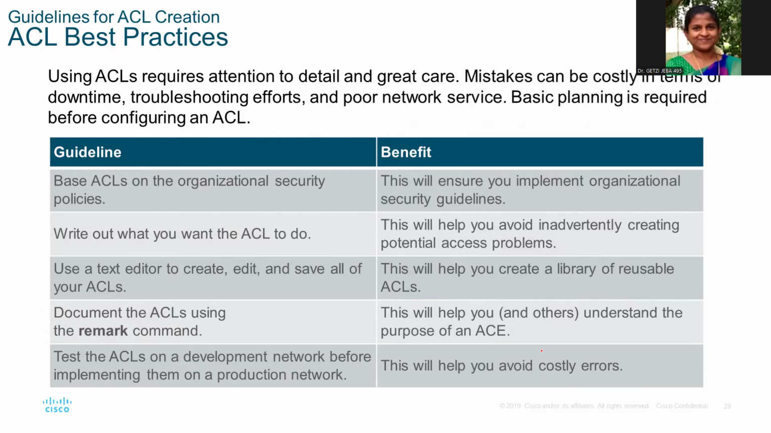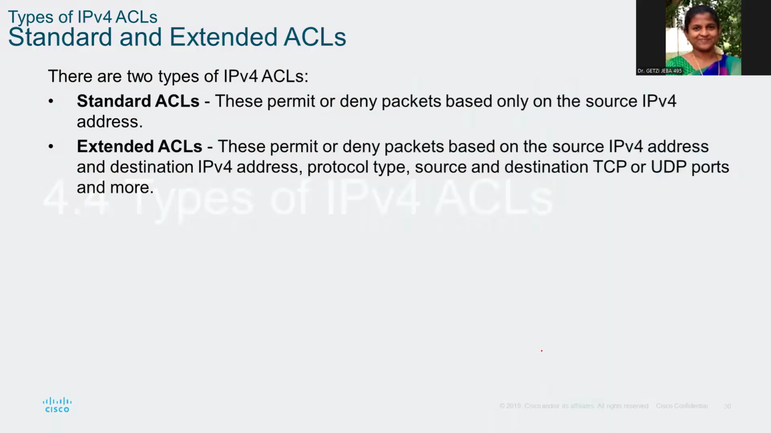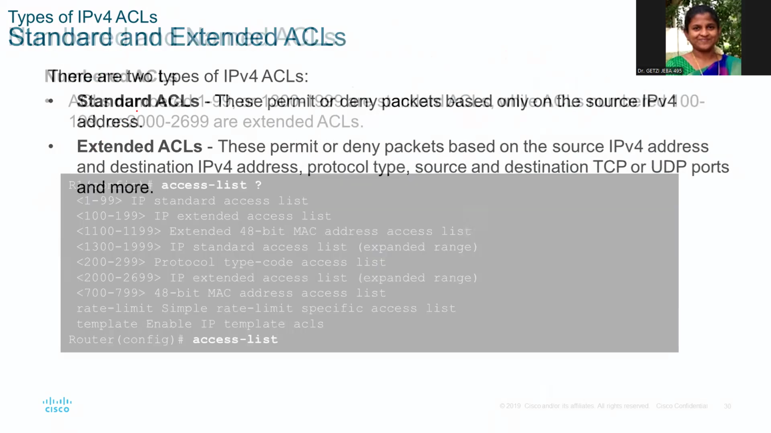First you code it in the text editor, and you find out whether your access control list is correct, because intentionally or unintentionally you should not block the genuine traffic. That is very, very important. So what are the types? Standard and extended. Standard means it's done only based on IP version 4, and extended considers more, based on all.